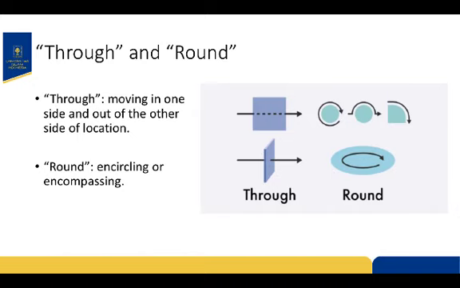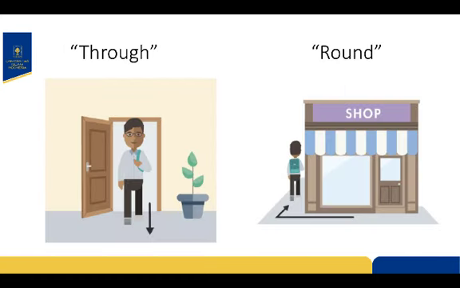Let's have a look at the sentences. As we can see here, we can describe that Ahmad is walking through the door. And on the right side, we can describe that Ahmad is walking round the corner.